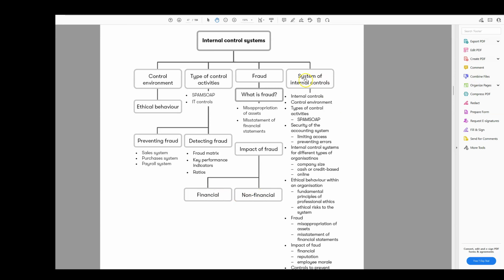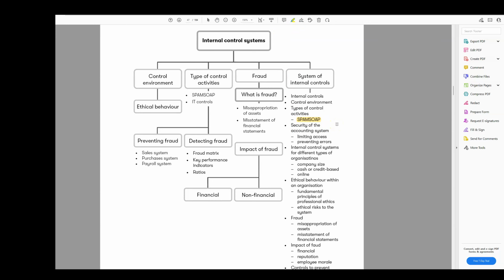System of internal control, on the other hand, tells us internal control environment, types of control. So we said internal control environment, type of control, activities. So we have SPAM SOAP. So this is the one we said we need to look at. We need to remember that SPAM SOAP.